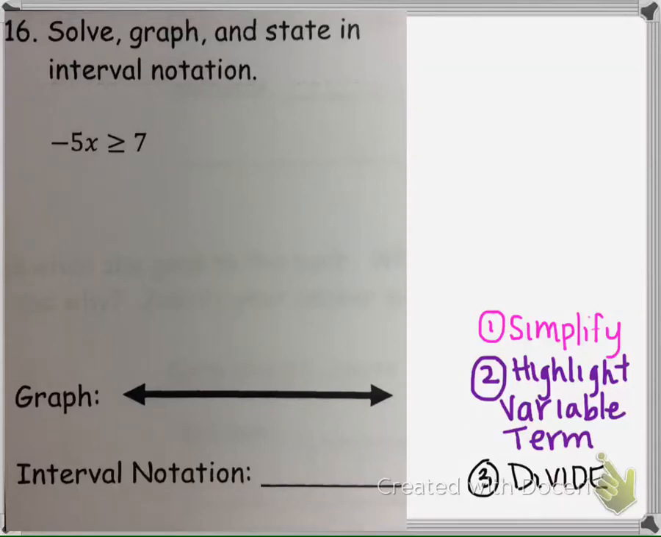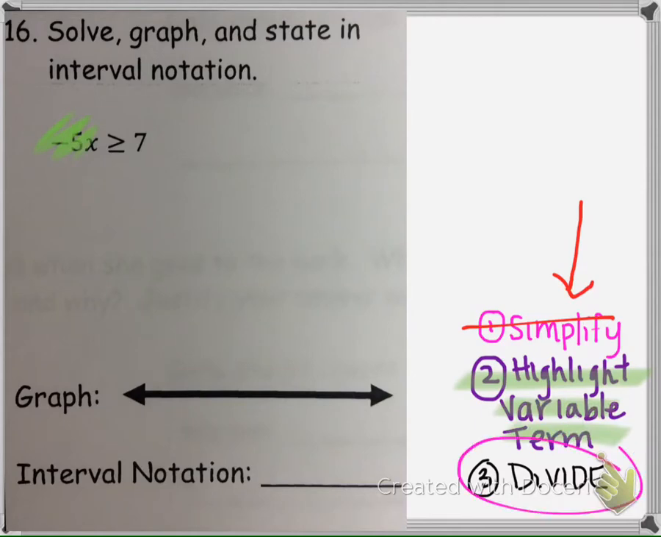Okay, so we are asked to solve, graph, and state in interval notation. Since we have to solve, we're going to follow our rules here. We can't simplify this problem. There's nothing to simplify. So now we're going to highlight the variable term. And because it's all by itself, we're ready for the last step, which is to divide by the coefficient. So we're going to divide both sides by a -5.